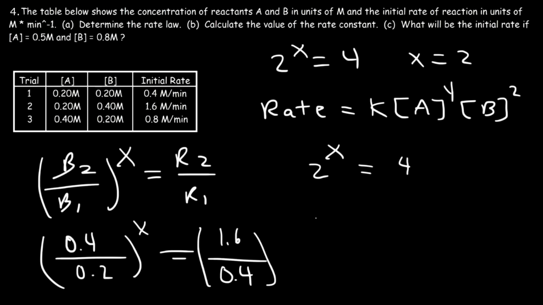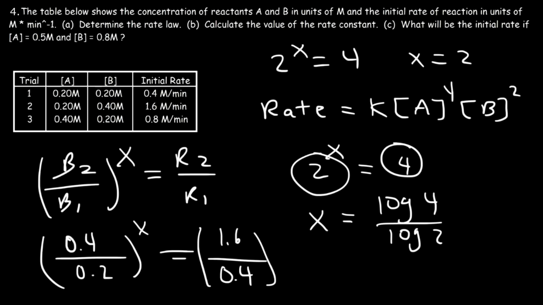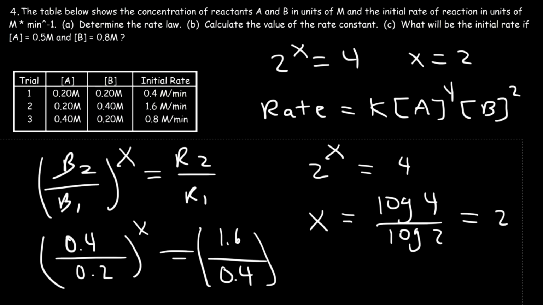Now, if you wish to calculate x, it's going to be log 4 divided by log 2. You just got to take the log of those two numbers. And this number is always going to go on the bottom. This one's going to go on the top. Log 4 divided by log 2 is equal to 2. And so that's how we know it's second order with respect to B. So now let's find the order with respect to A.